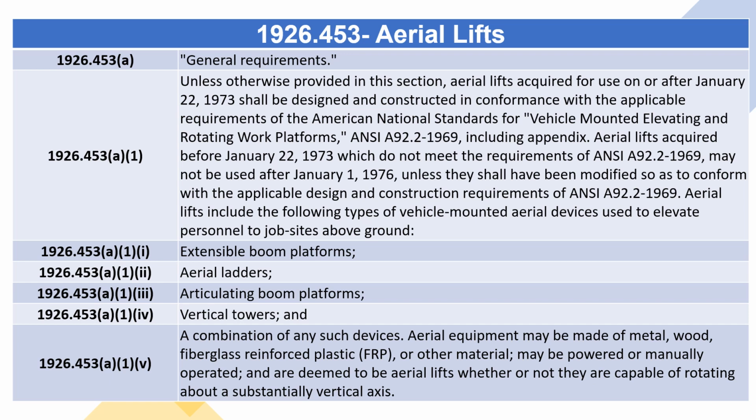1926.453(a)(1)(i) through (v): Extensible boom platforms, aerial ladders, articulating boom platforms, vertical towers, and a combination of any such devices. Aerial equipment may be made of metal, wood, fiberglass, reinforced plastic (FRP), or other material, may be powered or manually operated, and are deemed to be aerial lifts whether or not they are capable of rotating about a substantially vertical axis.